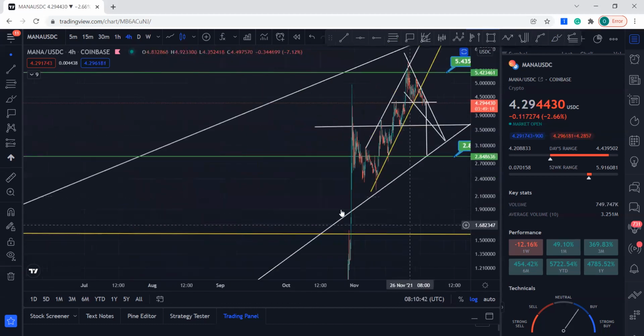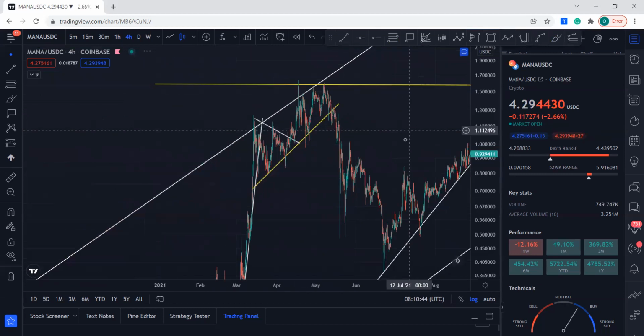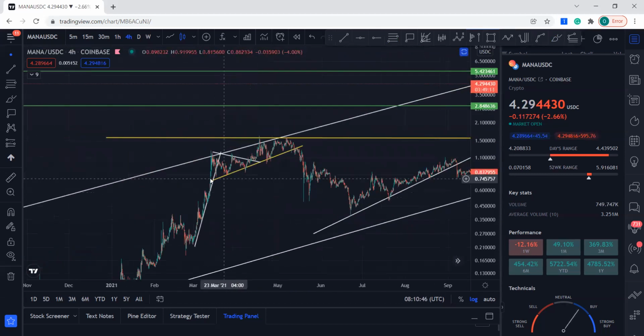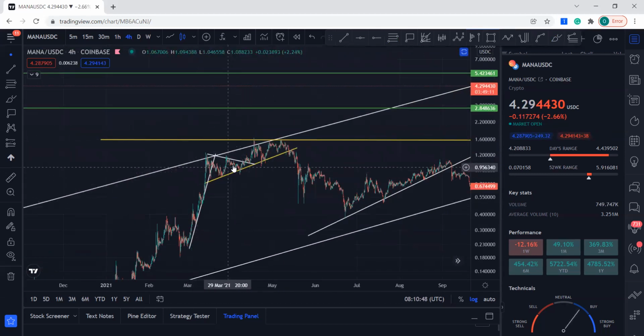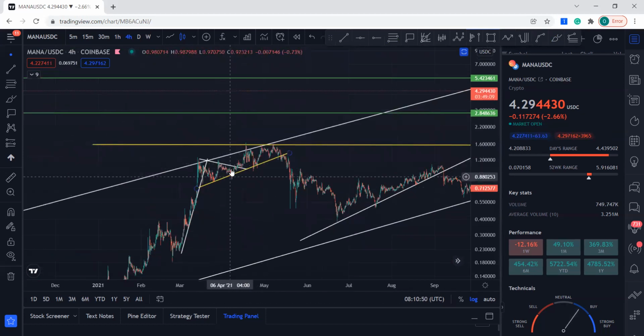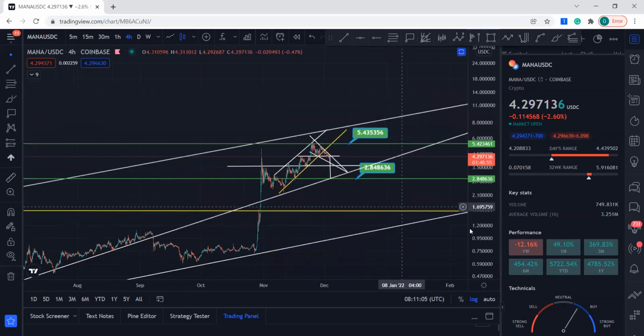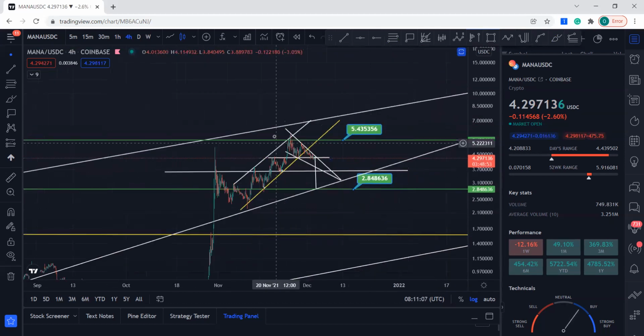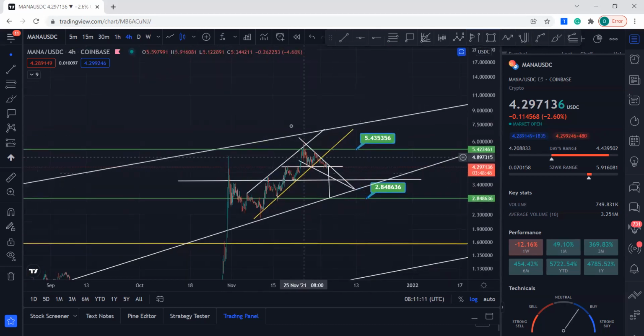If you go back in history and see when Mana had this run, it created a symmetrical triangle, and symmetrical triangles are continuation patterns. It broke to the upside. You could measure the move from where it broke out, and you see that move met the target. But this time it's creating a descending triangle, and descending triangles can take the form of a falling wedge.